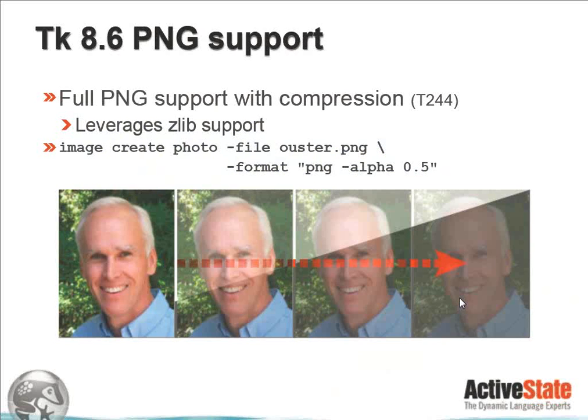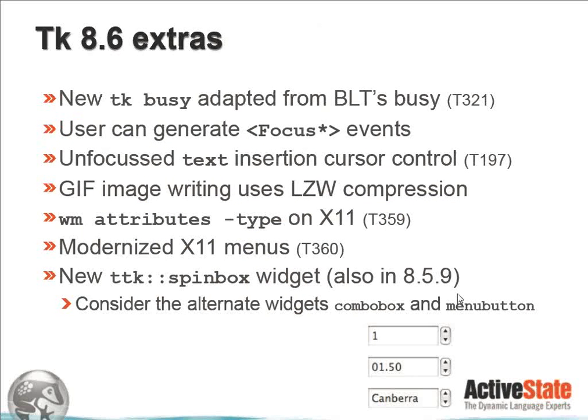Another element here in 8.6 for Tk is PNG support. This, of course, leverages the new zlib support in Tcl and does provide full PNG support with compression. Here's an example that's actually taken from the new Tk 8.6 demos, basically creating a file with John Ousterhout's lovely face, and we modify the alpha transparency of the PNG, and there's a little transformation showing that.